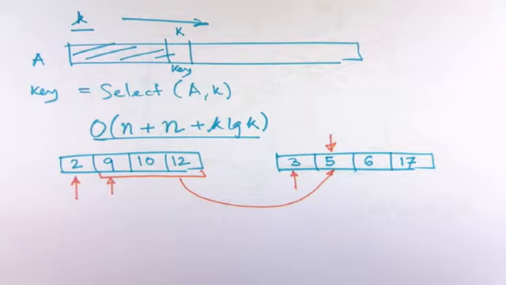N log n. N log n, right? Can you do better than that? Pardon? Insertion sort can work in order of n log n. How?